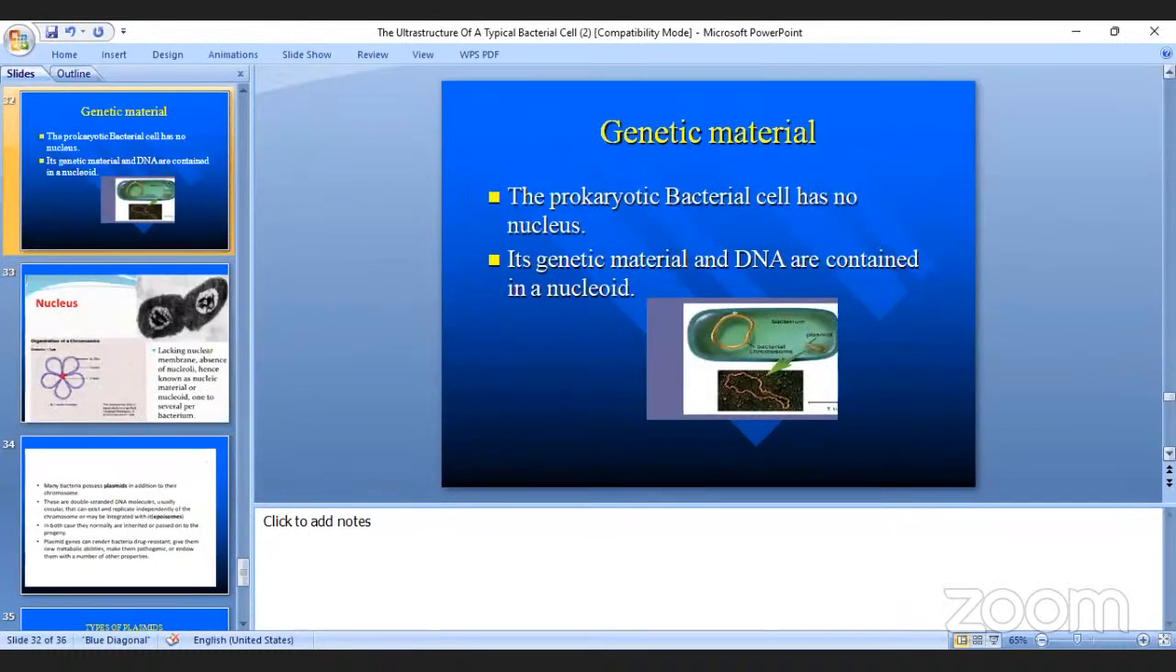Is the genetic material slide visible or not? Hello? Visible, sir. Yes, sir. Right. Visible. Just wait.